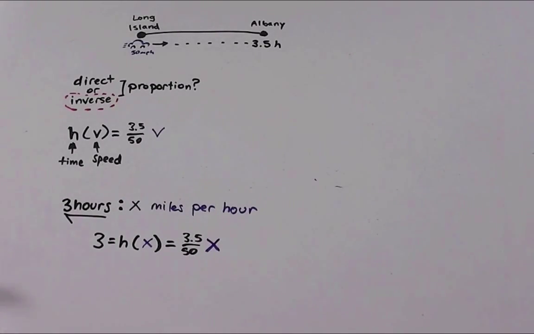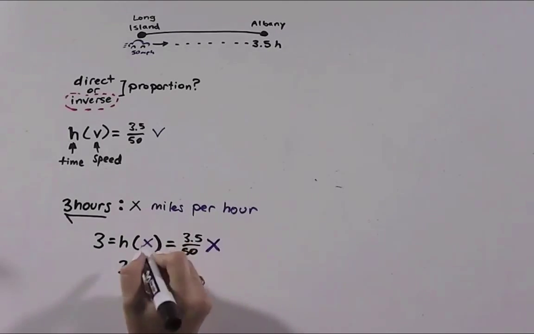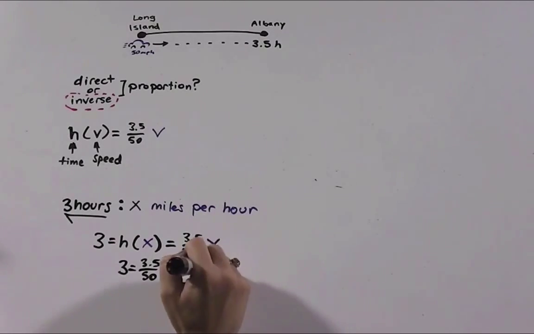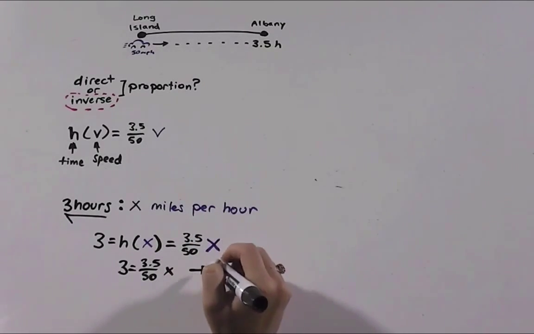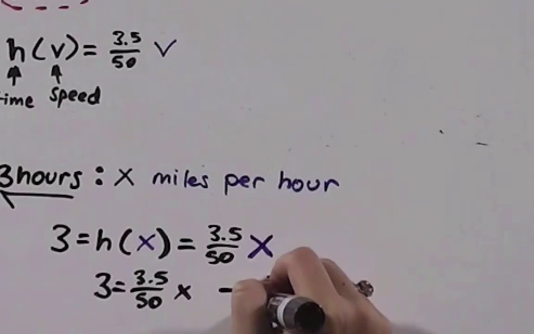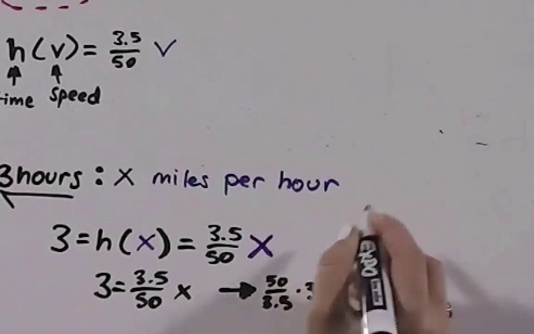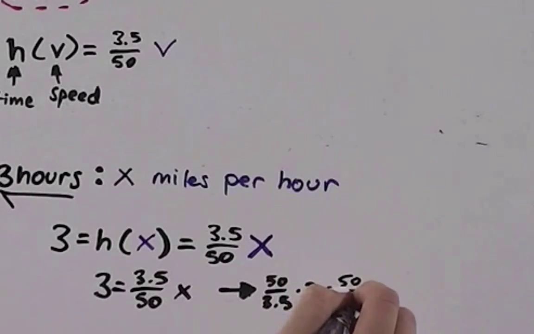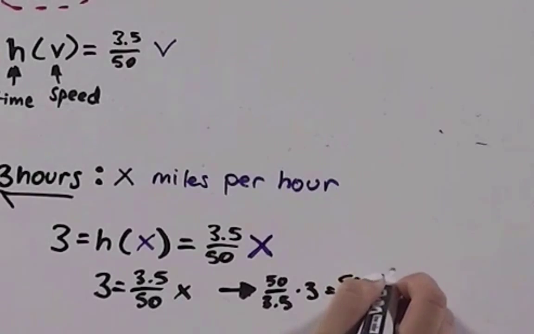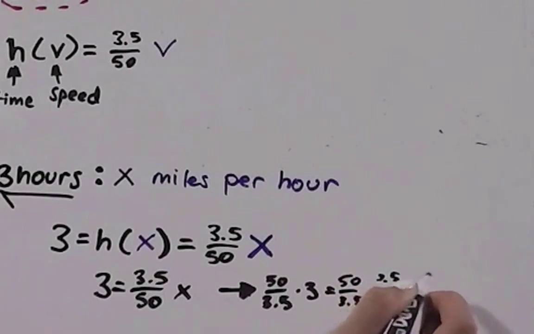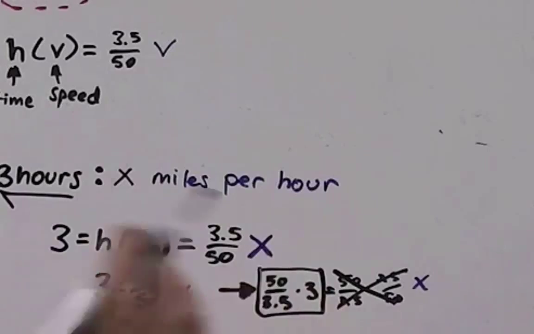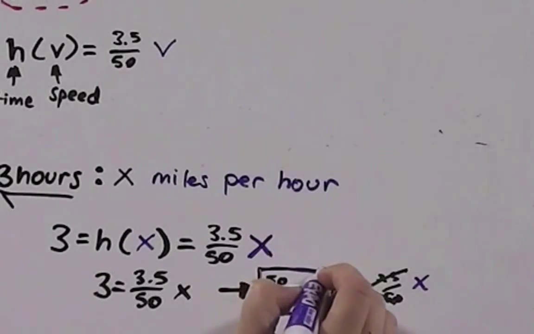So now we just need to solve through. 3 equals 3.5 over 50 times x. Multiply both sides by the reciprocal of our constant of proportionality, 50 over 3.5. If we do 50 over 3.5 times 3.5 over 50 times x, these two cancel each other out, and we're left with this as our speed.